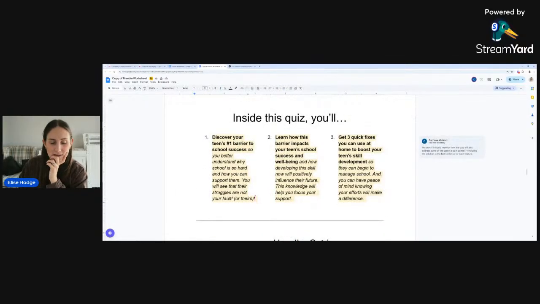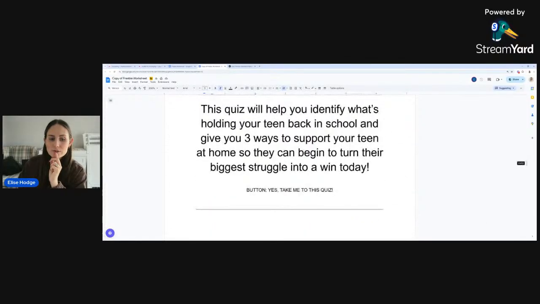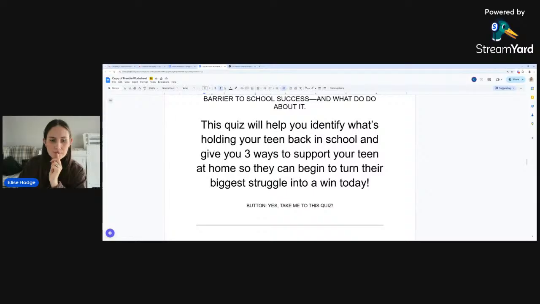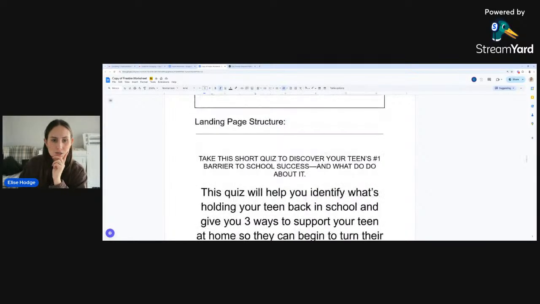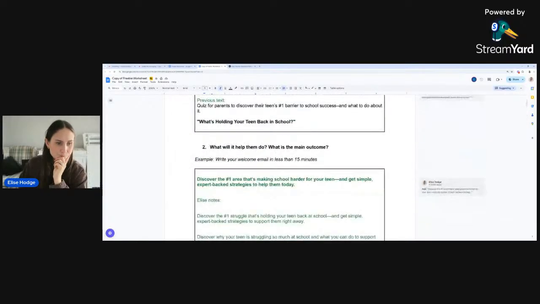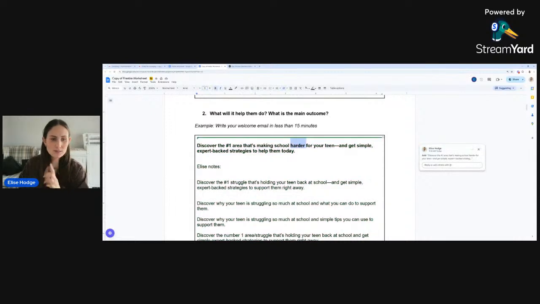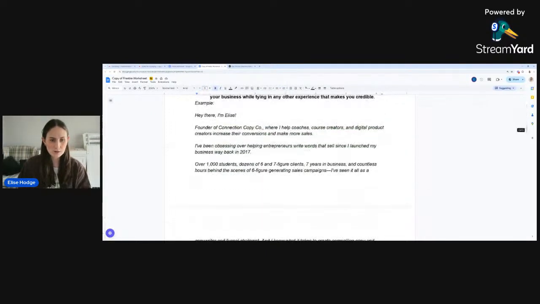I almost feel like you could put, if it's too long here with tweaking with those other three points, mentioning planning, organization, and so on, I wonder if you could almost put that as because I think that's so powerful. I almost wonder if you could put that in here under your outcome statement. Like, discover the number one area that's making school harder for your teen. I'll show you what this could look like.